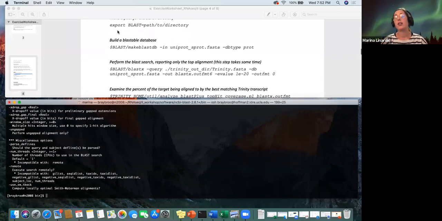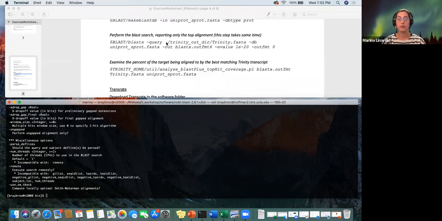We create a blastable database. So after we have the UniProt, we use that to make BLASTDB, where the input is our file, and then the DB type, which is protein. It can be nucleotide as well if it's a nucleotide database. What it creates is a lot of files that look like this, followed by another extension, which practically serves as the BLAST database.